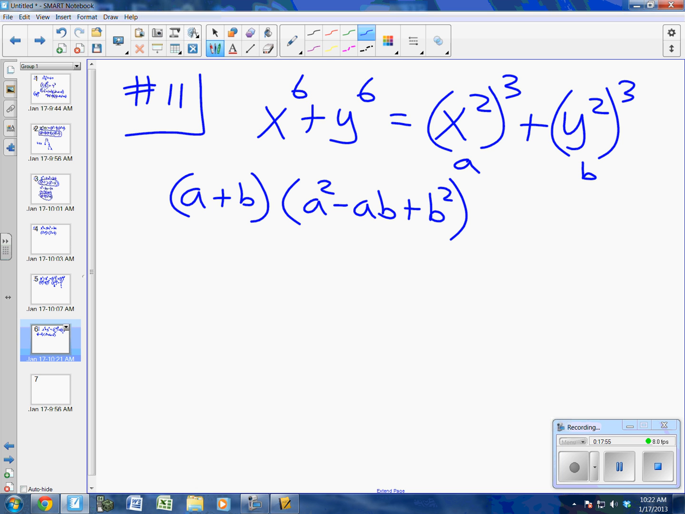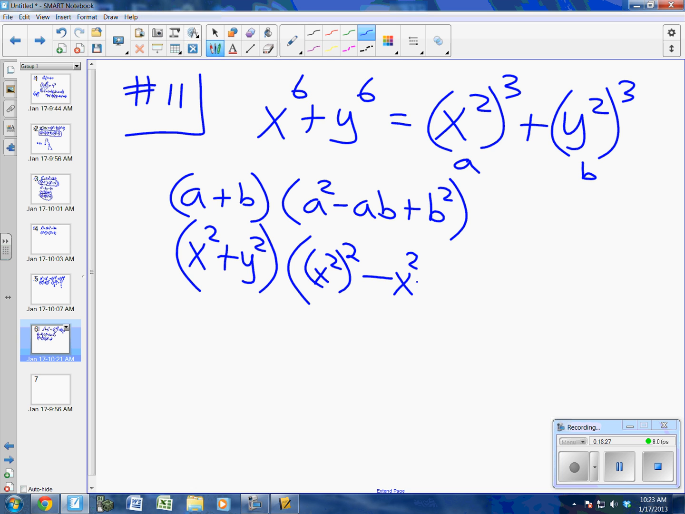So wherever there's an a, I'm going to put an x squared in there. And wherever there's a b, I'm going to put a y squared. So the first part of my problem is x squared plus y squared. Got it? Now, there's an a, and it's being squared. I'm going to put an x squared in place of that a. That would be x to the 4th power. I just wrote it out like that so you guys can see it. And then I have an x squared times a y squared right here. And then right here I have a b squared. Well, that's a y squared for the b, and then squared.